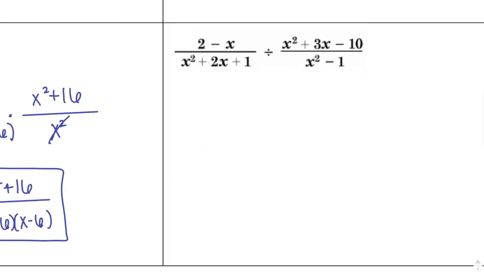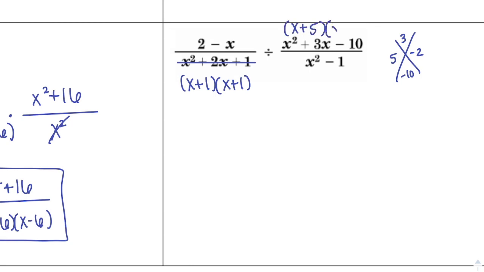Taking a look at the next one, factor it first. So based on this, sum to 2, product of 1, well, that'd be 1 and 1. So x plus 1 times x plus 1. Okay, sum to 3, product is negative 10. That would be 5 and negative 2. So x plus 5 times x minus 2. And then this is the difference of squares, so x plus 1 times x minus 1.